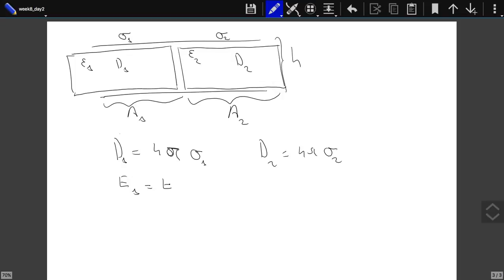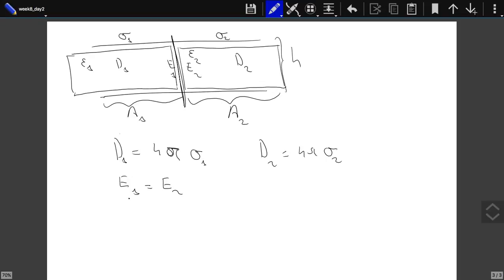is equal to E2. Basically because, remember, the parallel component of the electric field to a given surface is always continuous. So here we have a surface. On the left-hand side, we have E1. On the right-hand side, we have E2. And the electric field, we are assuming that it's always vertical. So the electric field is always parallel to this surface. And so E1 should be equal to E2.